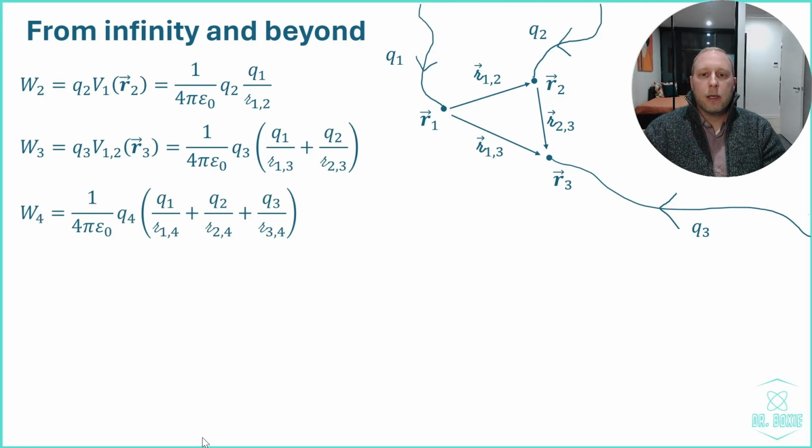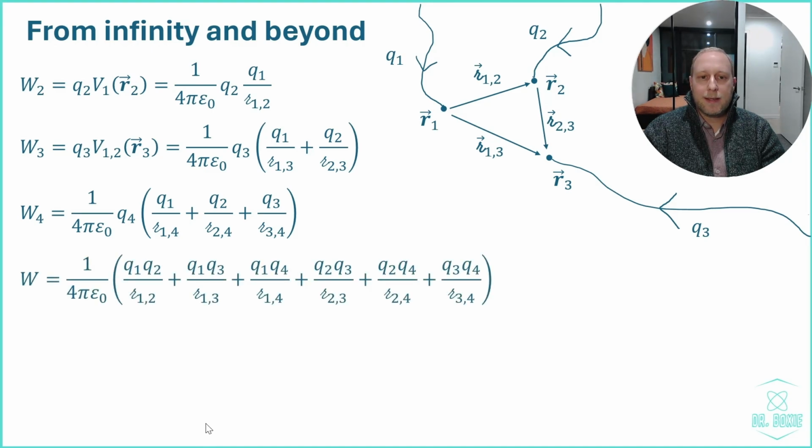But if we keep it at 4 charges for now, the question is, what is the total amount of work needed to bring in all 4 charges and place them according to some configuration in space? The answer is, it's the sum of W2, W3, and W4, which gives us this expression here. What do we see here? Well, we have a 1 over 4 pi epsilon naught, which is common to all terms, so I just brought it to the front. And in the denominators, all the denominators are all the possible separation vectors we have in our system. And in the numerators, we have all the corresponding products of the charges.